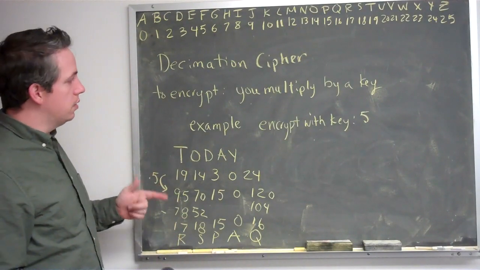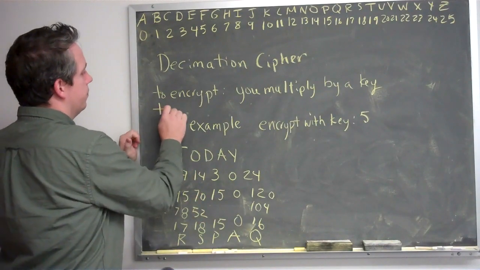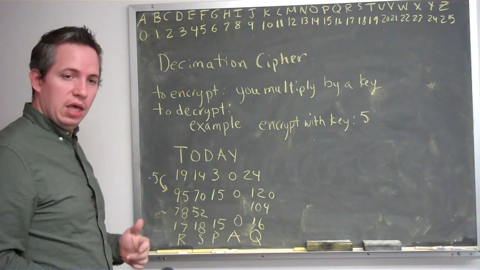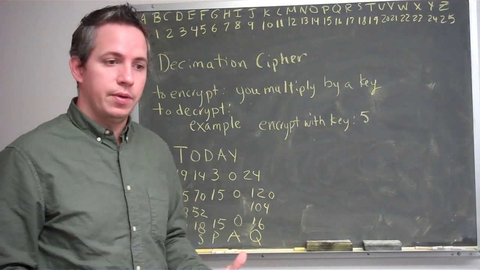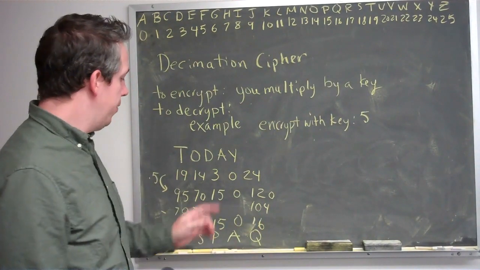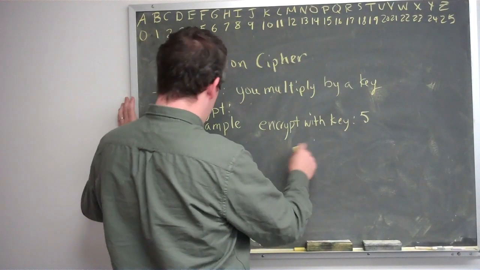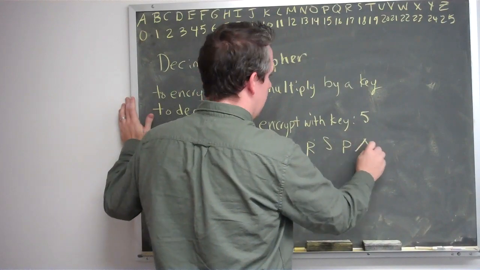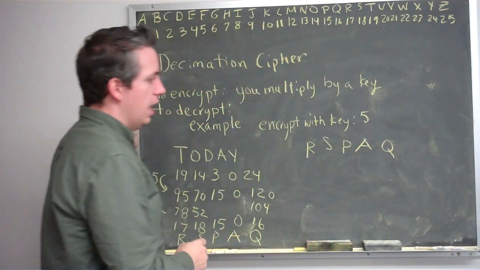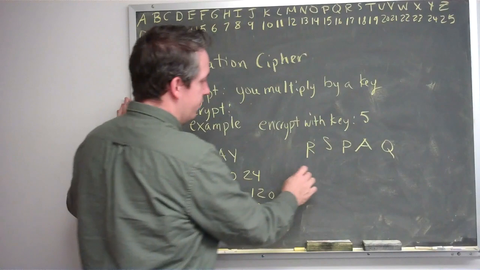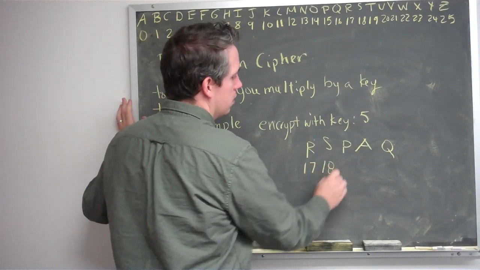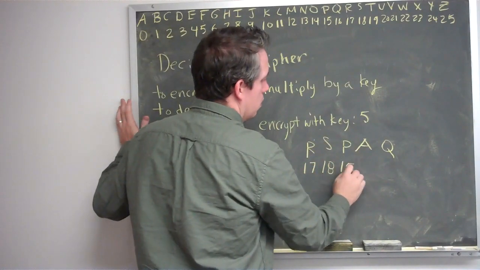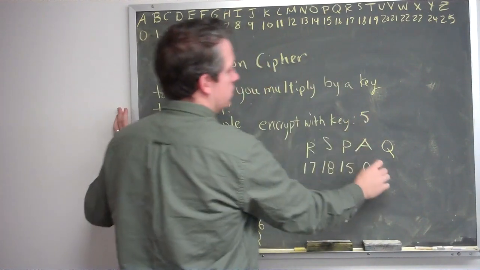But what about decryption? How do you decrypt? If you're thinking about the way that we decrypt for Caesar cipher, you might say, oh, just divide. But there's an issue with that. So if I go to R, S, P, A, Q, and I write down their numbers, 17, 18, let's see, P would be 15, 0, and Q is 16.